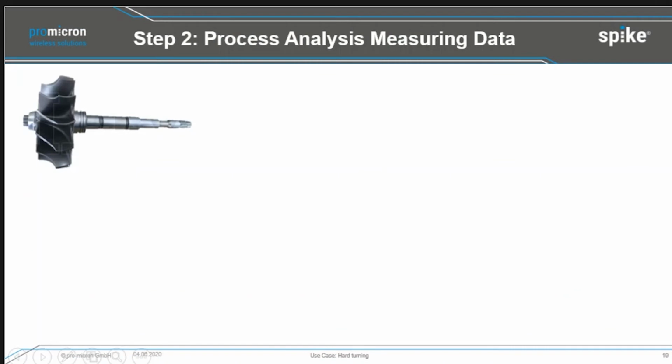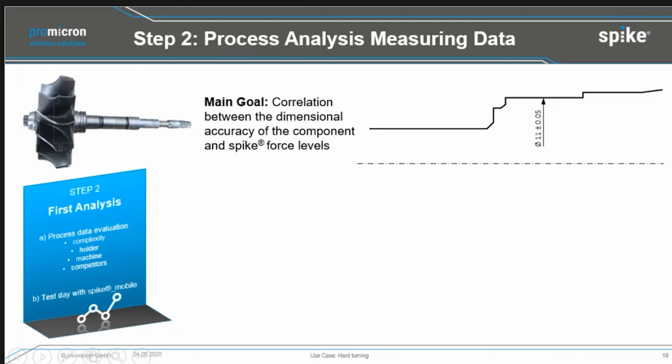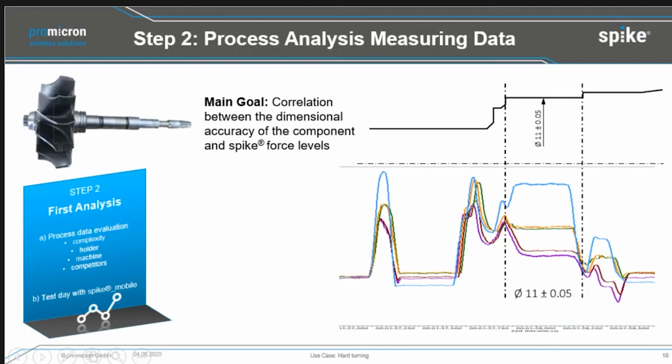Process analysis of the measuring data. So process data evaluation, the complexity is what we look at now. So the goal is we need to find a correlation between the dimensional accuracy of the part and the spike force level. So this is the outline shape of the area around here. And special interest lays on diameter 11 plus minus 0.05 mm.